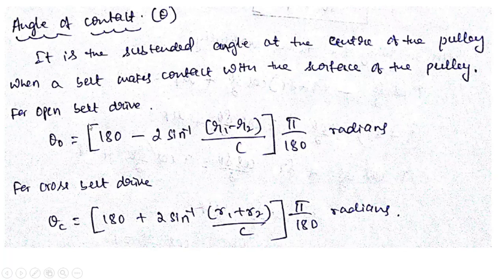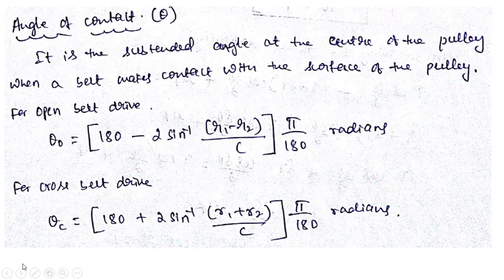And this angle of contact theta will vary for the open belt as well as for the cross belt. For the open belt, theta with the suffix o is given as 180 minus 2 sine inverse of (r1 minus r2) by c, and we convert it into radians by multiplying by pi by 180. And for the cross belt drive, the angle of contact theta with the suffix c is equal to 180 plus 2 sine inverse of (r1 plus r2) by c, everything multiplied by pi by 180. So listen here, it is minus and minus in the case of the open belt drive, and it is plus and plus in the case of the cross belt drive. This is the only difference in the angle of contact formula. So please remember this. These formulae will be used in solving the numericals. So this is for the open belt drive and this is for the cross belt drive.